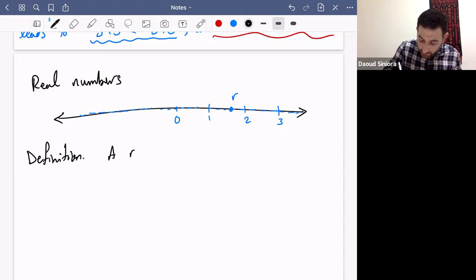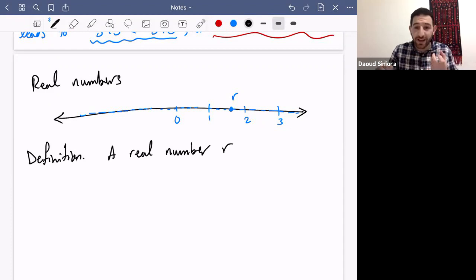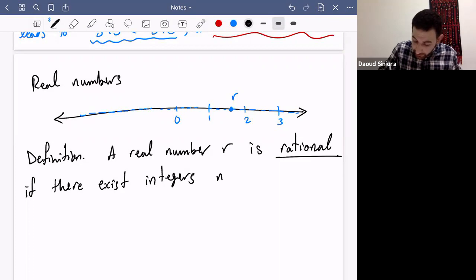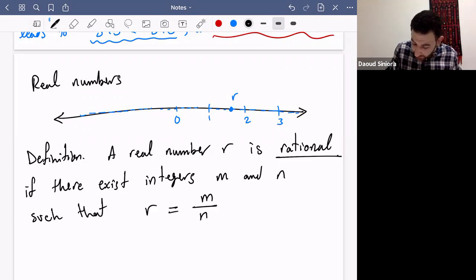So a real number R is called rational if it is equal to an integer over an integer, where the denominator is not 0. Okay. So it's called rational if there exist integers m and n such that R is equal to m over n and the denominator n is not 0.